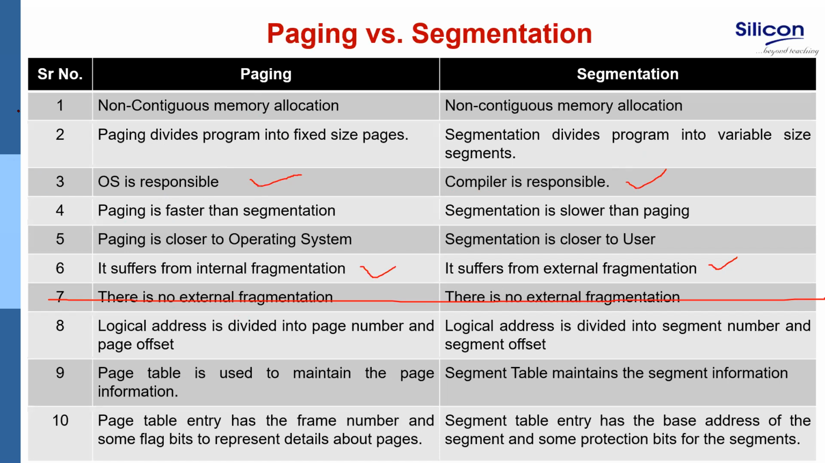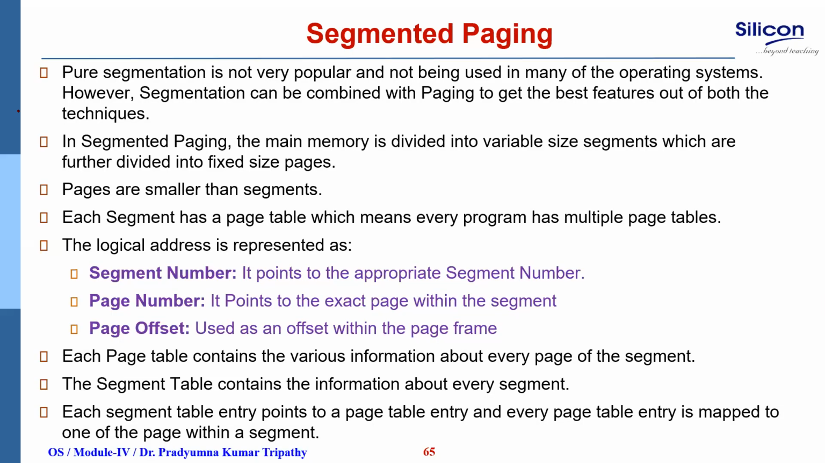Say paging and segmentation usually comes as a difference. Now we have read two things for non-contiguous memory allocation. One technique is paging, the second technique is segmentation. Now the third one is a combination of these two. It says segmented paging, or paging with segmentation.